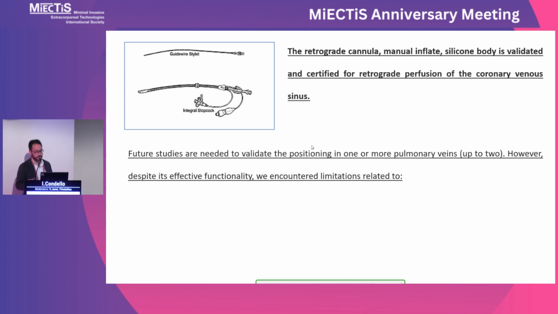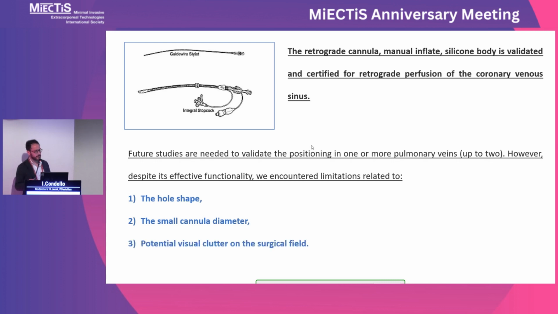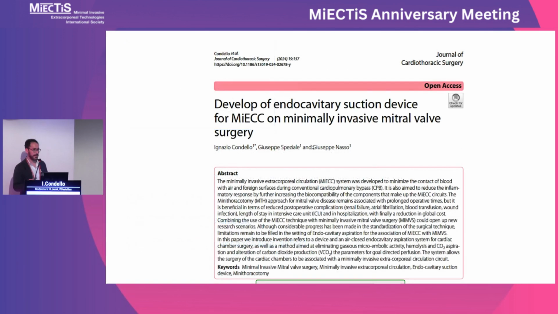The limitation of this cannula is the shape, the small cannula diameter, and the potential visual clutter on the surgical field. For this reason, we developed a patent to improve the design of this system, to become really feasible, to improve our clinical practice in all surgery, not only on MiECC, because today we have mitral valve repair with conventional extracorporeal circulation. Yes, okay. But the aspirators are really pro-inflammatory, pro-embolic. This is a system that I think improves all surgery.